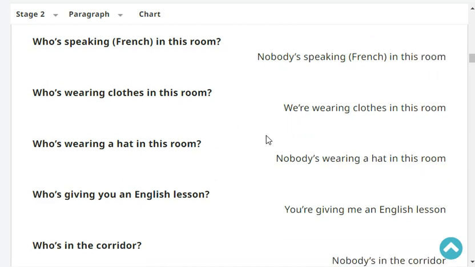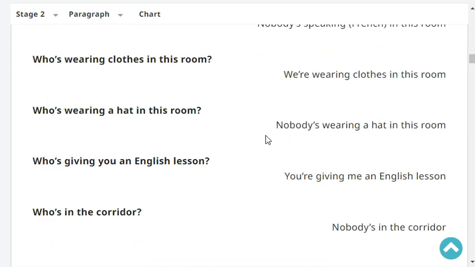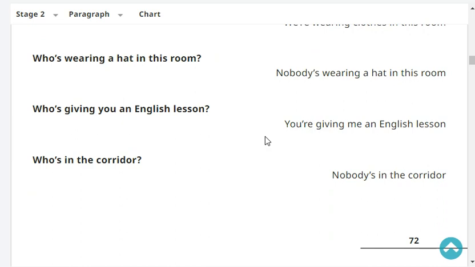Who's wearing clothes in this room? We're wearing clothes in this room. Who's wearing a hat in this room? Nobody's wearing a hat in this room.